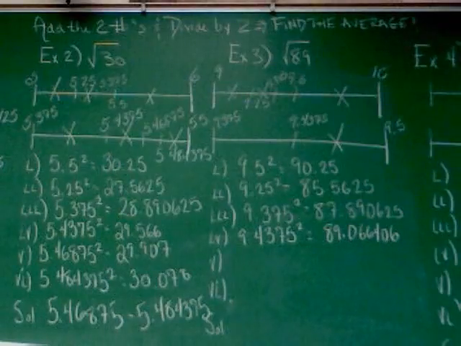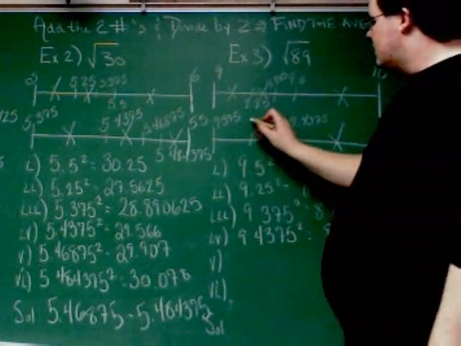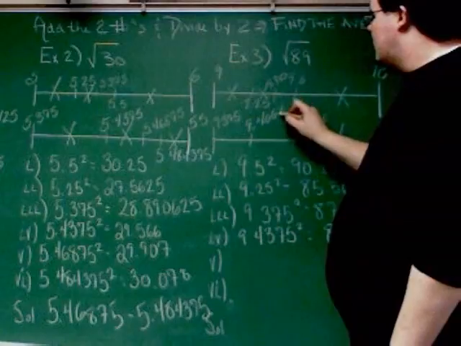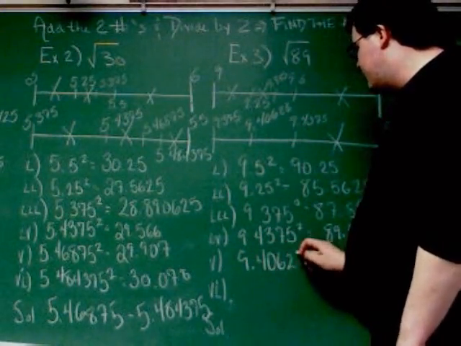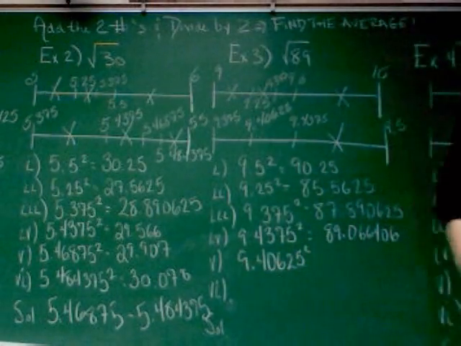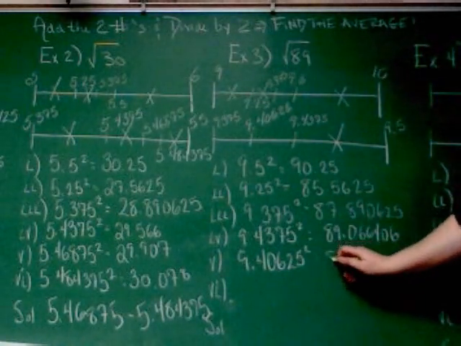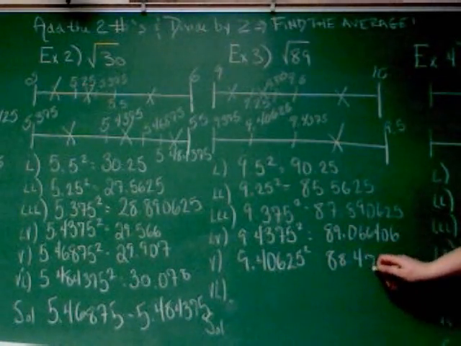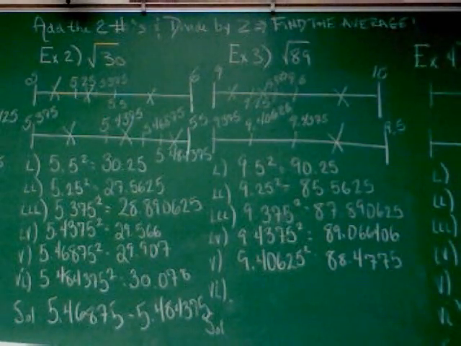So pull my fingers to the middle here and rewrite, and you can see this one ends at 40625. Take 9.40625 and square it. 9.40625 squared is 88.4775. Remember, my goal is to make 89. Too big or too small? Too small, just barely, but it is too small.